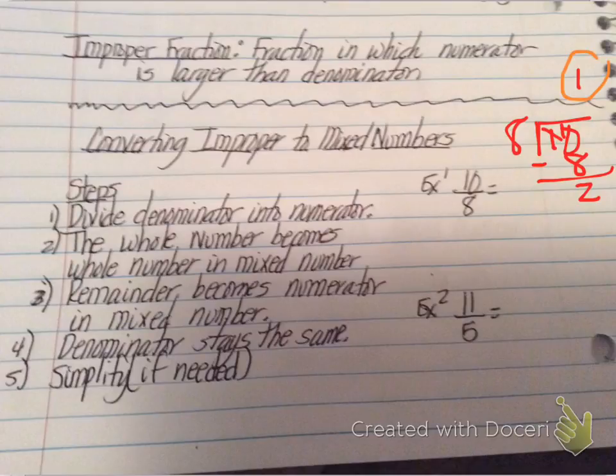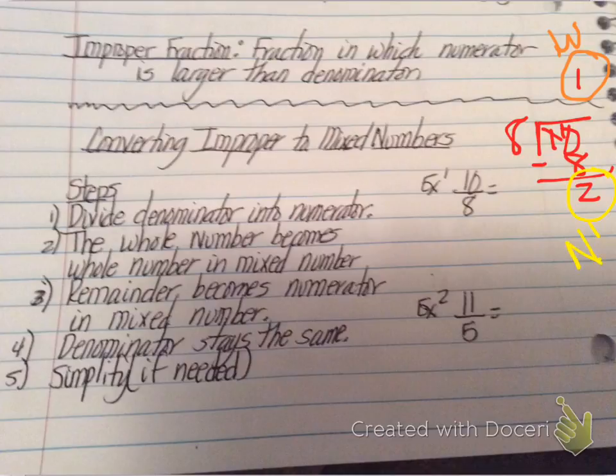This whole number here in the division problem lets me know how many whole times that 8 will divide into that 10, or how many whole groups I can form. So I formed one whole group, so that's going to be my whole number. That remainder is also important. That remainder tells me what was left over. That's going to be my numerator in my mixed number.